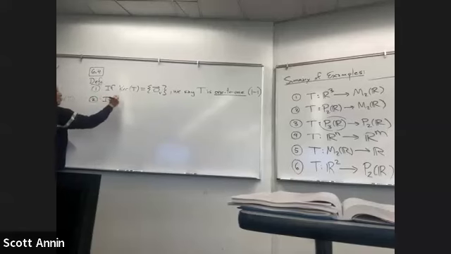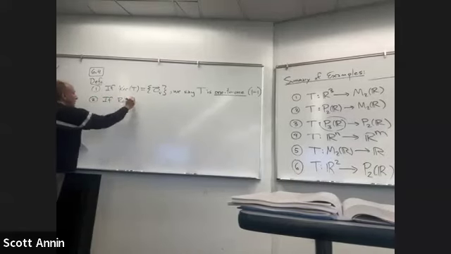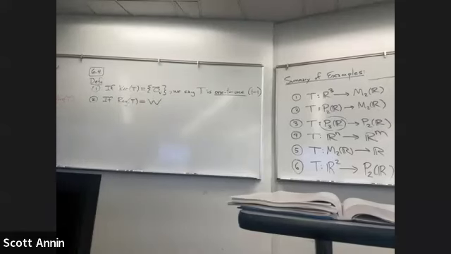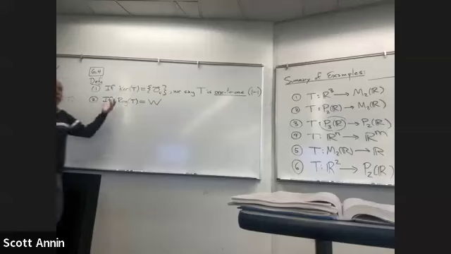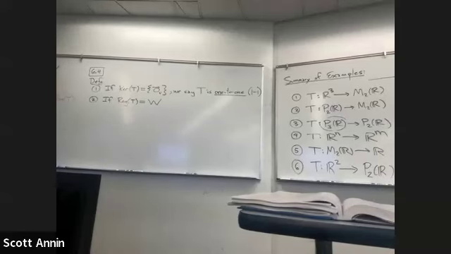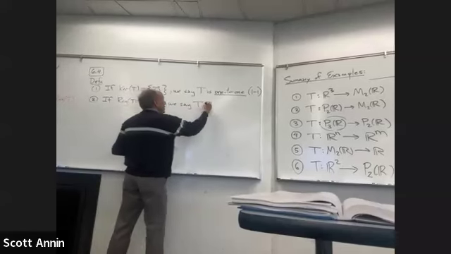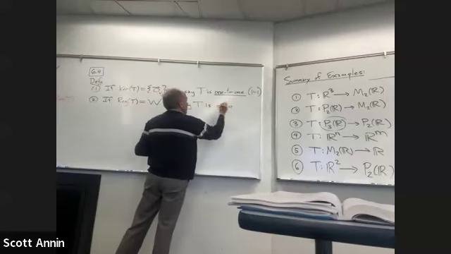Secondly, if the range of T is equal to the entire W. So this would be the range of T, which is the red part. If the red part was actually filling the entire W, in this case, we say T is onto.